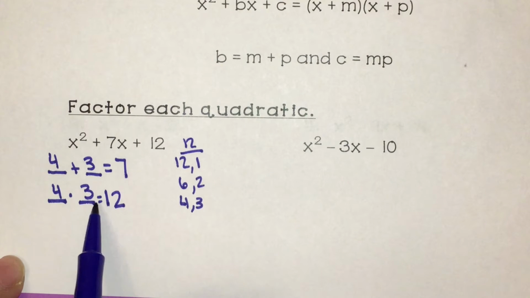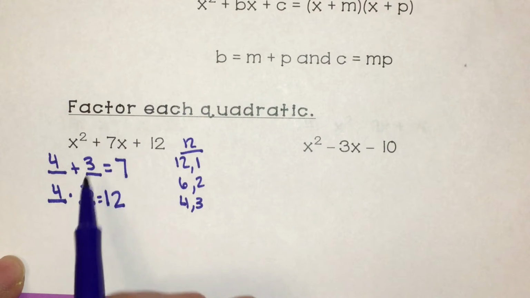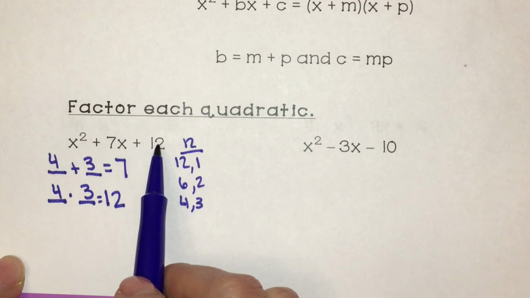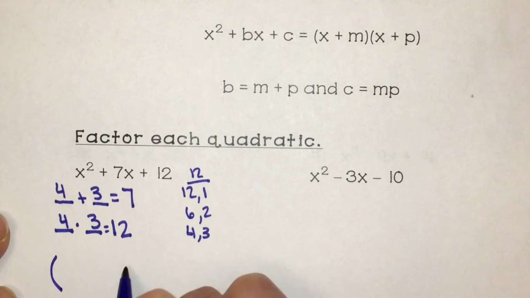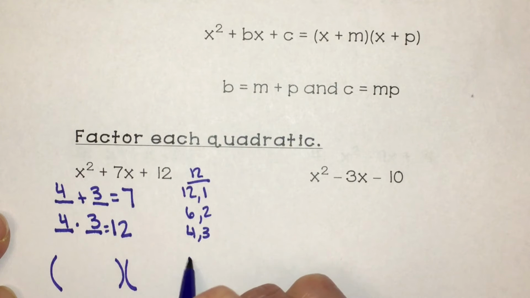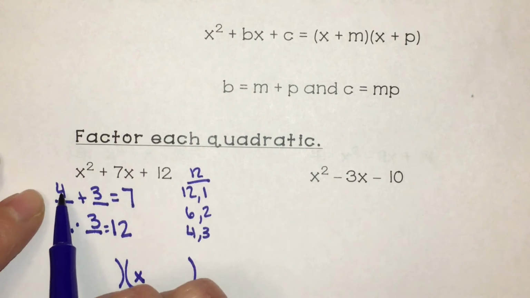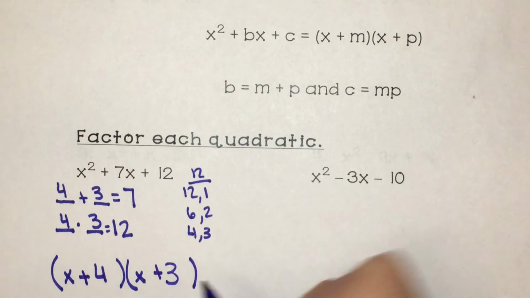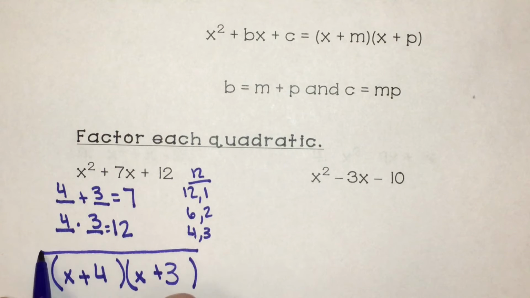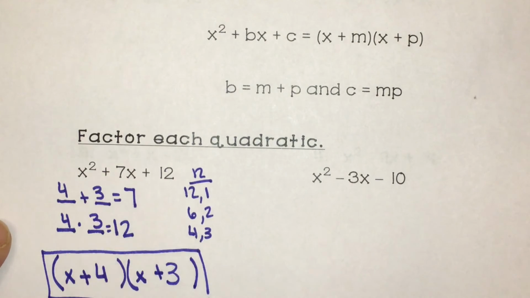See, you have to have the same numbers add together to get the b term, and multiply together to get the c term. Okay, and then I just have my two sets of parentheses. X starts in each of them, and one of them is x plus 4, and the other is x plus 3. It does not matter which one's in front. If we redistribute, we will end up with this answer.